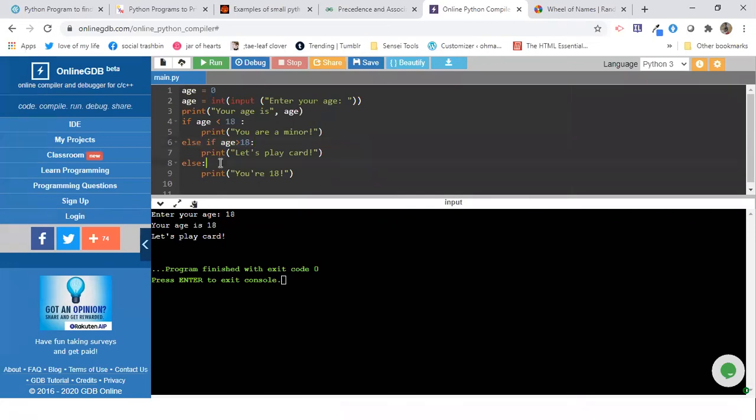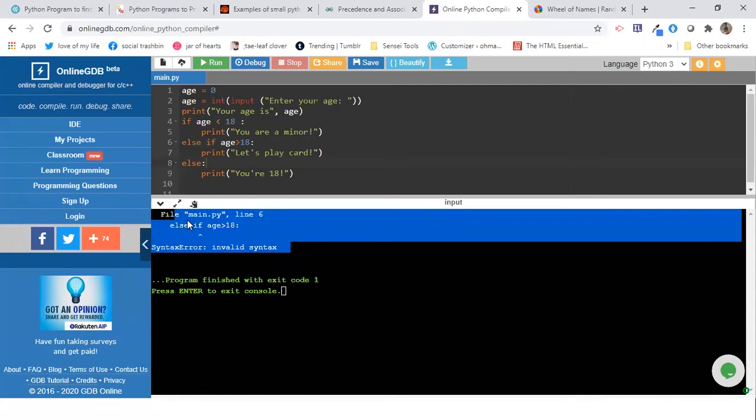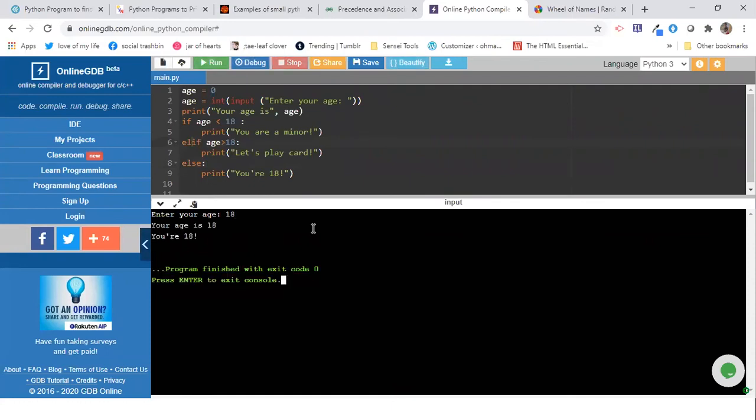Okay, let's try to run. Line 6 is giving us an error. Invalid syntax. It's elif, ma'am. Let's try elif. Let's try 18. Enter. Okay, so it ran.